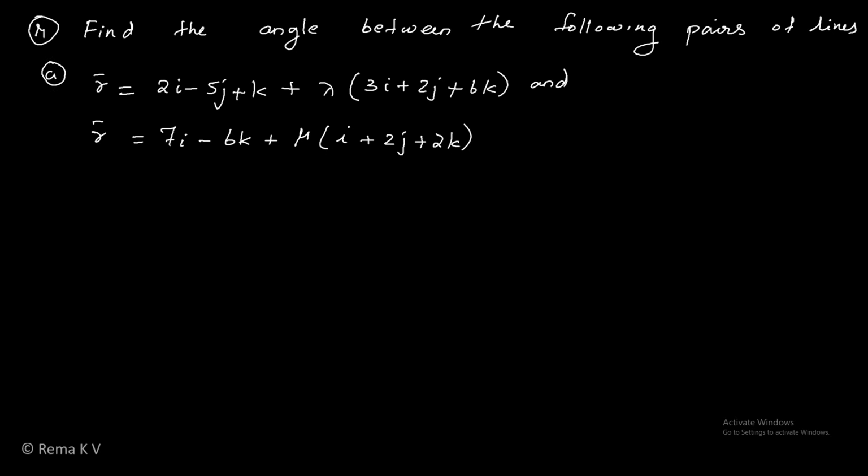See here, the first question is given as find the angle between these two lines. So in which form it is given? Vector form or Cartesian form?